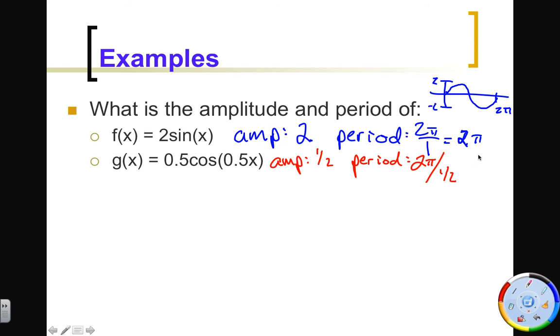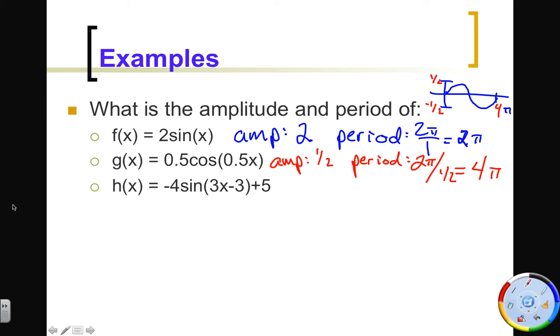And some people forget their rules. 2 pi over half is actually equal to 4 pi. So notice if I wanted to change this sketch up here, it's actually pretty easy. Now I just go up to a half and down to -1/2, and my period is 4 pi. Okay, so make sure you understand that 2 pi divided by a half is really 2 pi times 2. Don't forget that. Dividing by fractions.